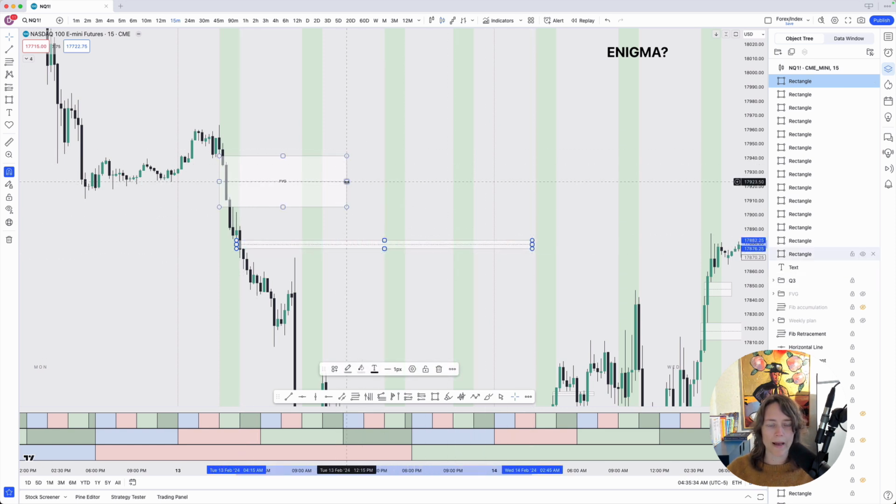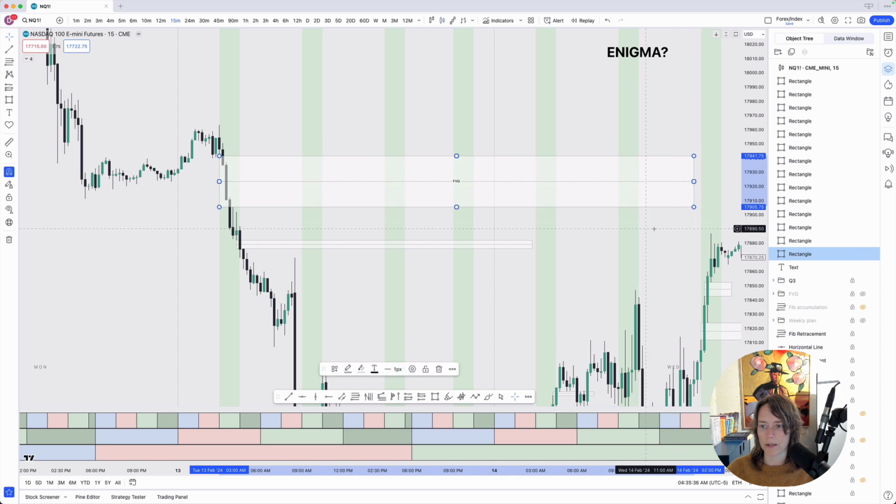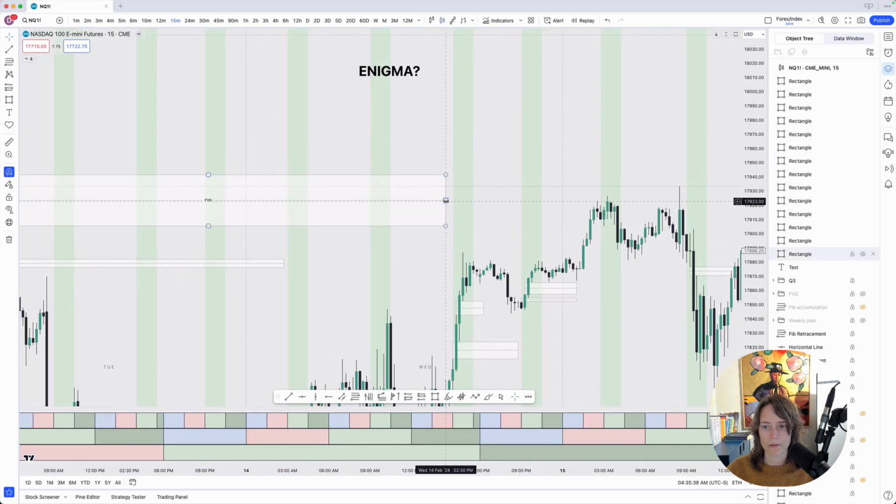All right, so we have this green box. Let's extend it out in time. What happens? Oh my, look at that. It got tapped exactly in the green box, even to the 50%.